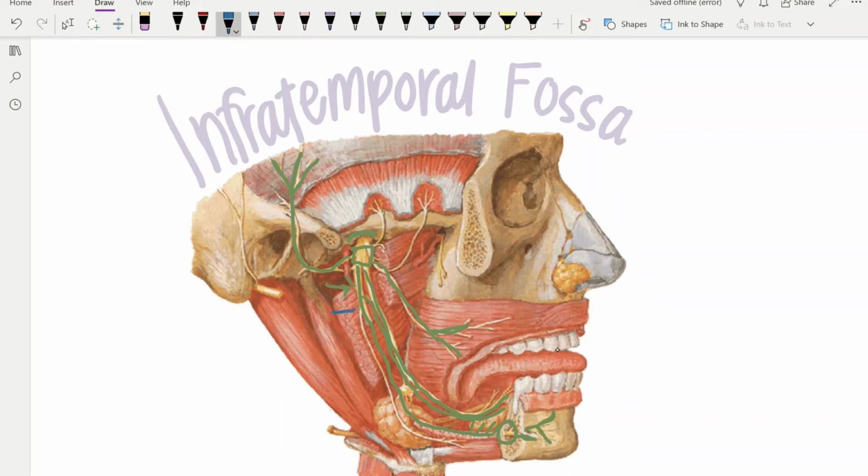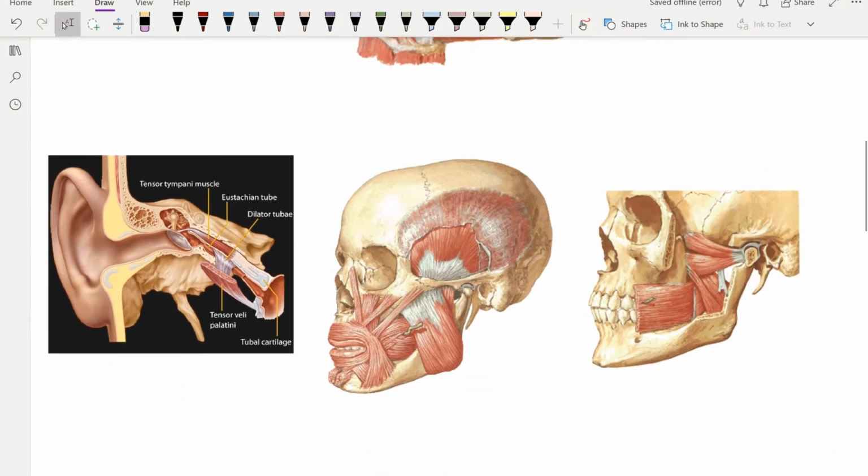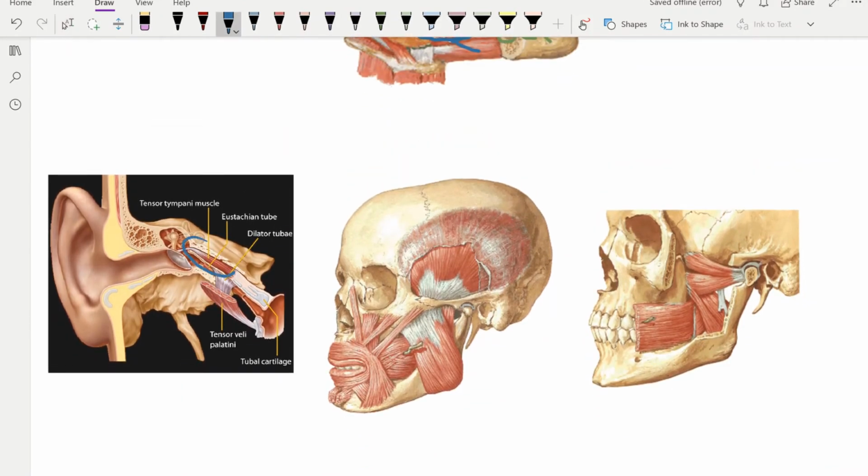Just before the inferior alveolar nerve goes through the mandibular foramen, the nerve to the mylohyoid branches off to innervate the mylohyoid and the anterior belly of the digastric. Next, we have the motor innervation for the tensor tympani and tensor veli palatini muscles. Lastly, V3 innervates the muscles of mastication, which include the temporalis, the masseter, the lateral, and the medial pterygoid muscles.